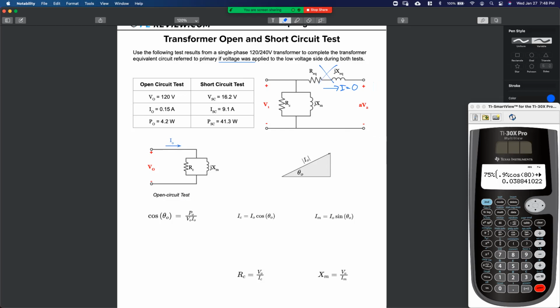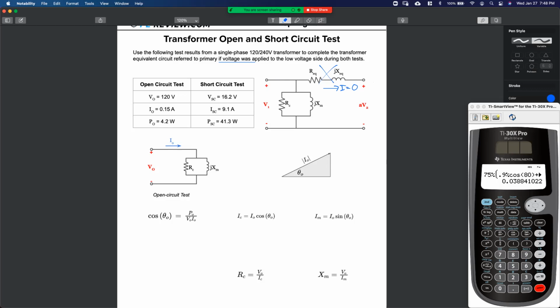See that? Now, instead of calling it V1, since this is the open circuit test, we're just going to call this VO for V open circuit. And instead of calling this, typically would be what? I1, we're going to call it IO for the current drawn during the open circuit test.